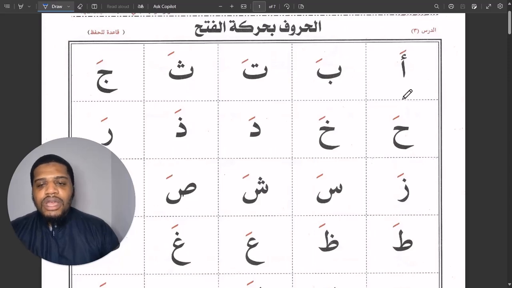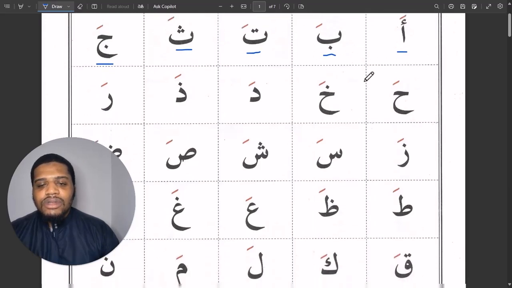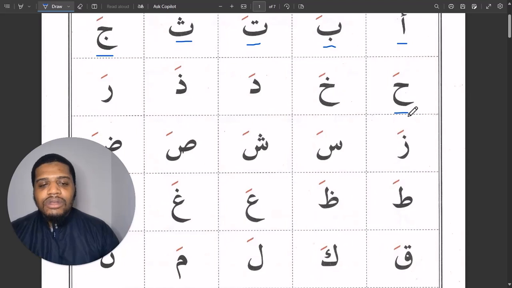So if we look at the first letter here, alif, and we mentioned that when we have a fatha on it, we would say a. This sound is a weak sound. I'm going to mark the weak letters with the blue color, and the strong letters I'm going to mark with red. So a is a weak sound, ba a weak sound, ta a weak sound, tha a weak sound, ja a weak sound, ha a weak sound.